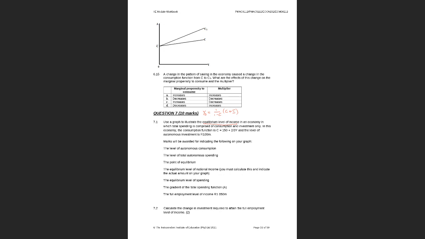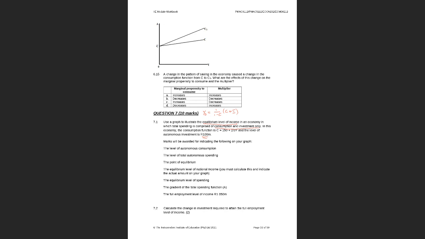Let's continue reading. In an economy of which total spending is comprised of consumption and investment only, so C plus I. In this economy, the consumption function is C equals 150 plus 2/3 of Y, and the level of autonomous spending is 100 million. Great. Marks will be awarded for indicating the following on your graph. Level of autonomous consumption. Great. All right, so let's begin.